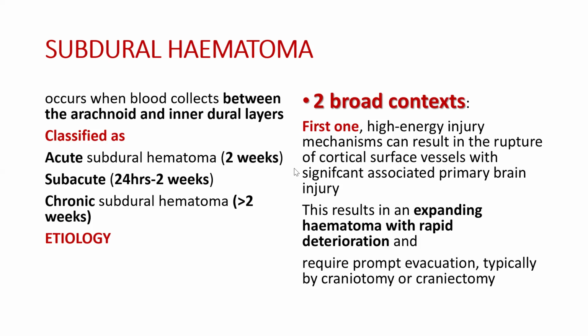So there are two broad contexts of the etiology for subdural hematoma. The first one is where the victim gets a high energy injury mechanism, which results in rupture of the cortical surface vessels, with significant associated primary brain injury. So that results in an expanding hematoma with rapid deterioration, and it requires prompt surgical evacuation, typically by craniotomy or craniectomy.